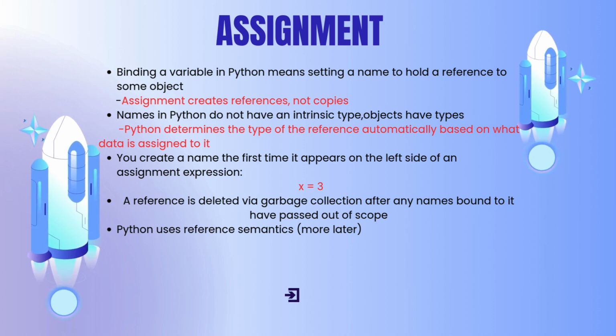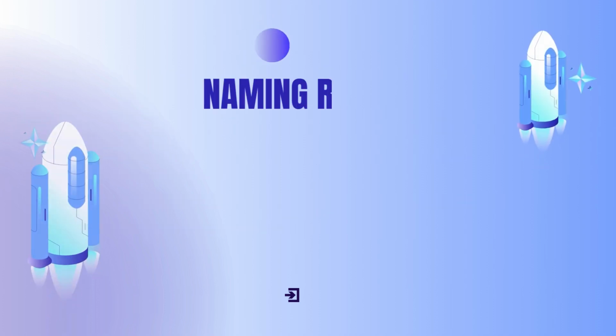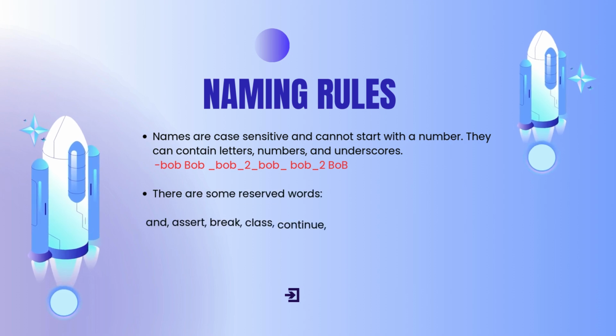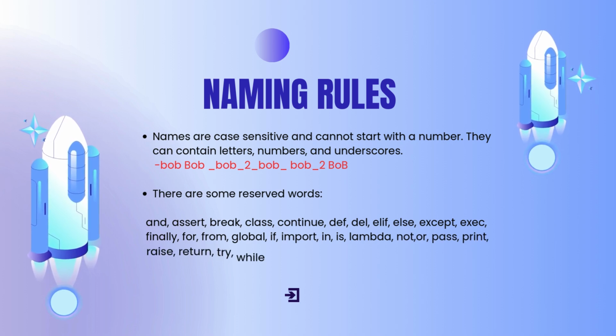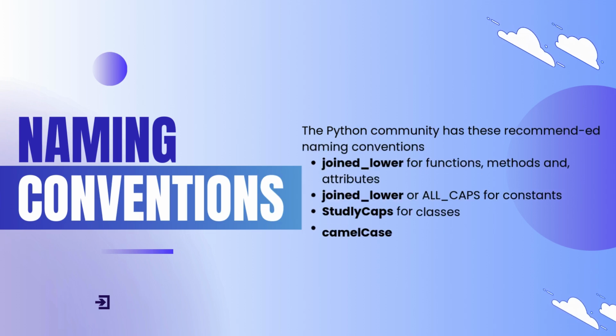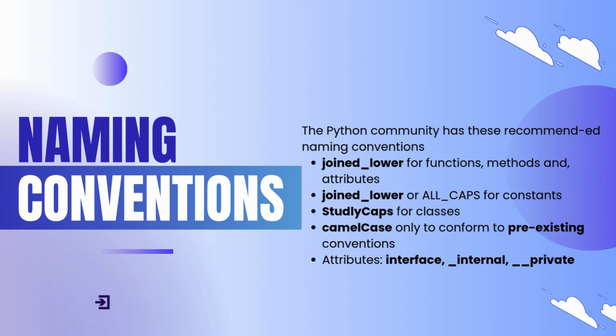Python follows reference semantics. Python has certain naming rules for variables. Names are case sensitive and they can contain letters, numbers, and underscores, but they cannot start with a number. Also, some words like print or for are reserved keywords. The Python community follows certain naming conventions to make code more readable. For example, function names are usually in lowercase with underscores between words, like my_function, while class names follow studly caps, like MyClass.